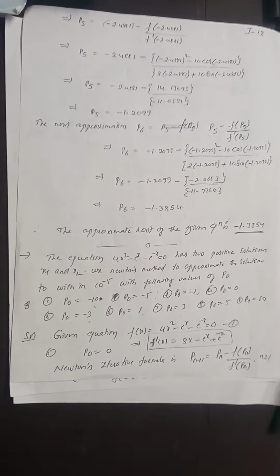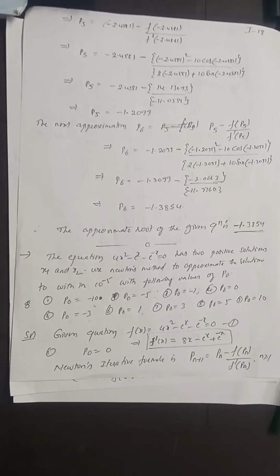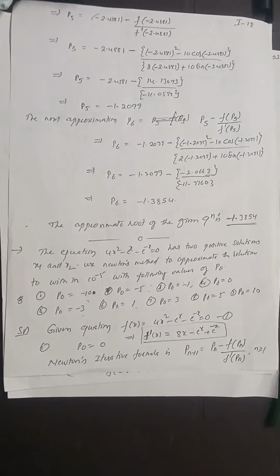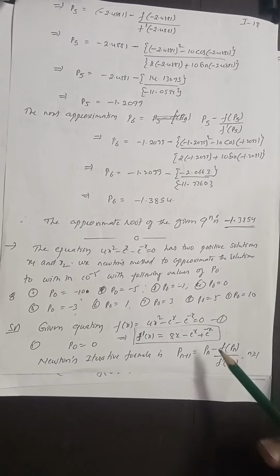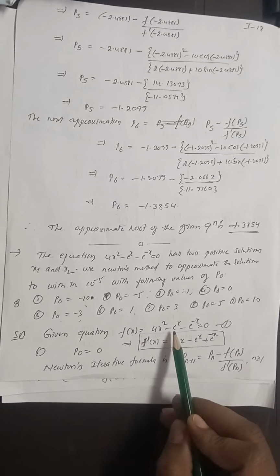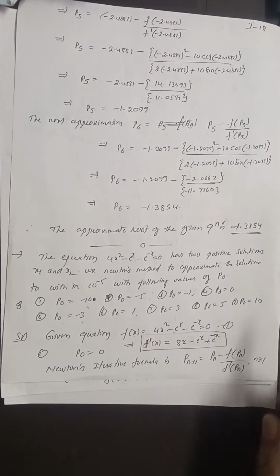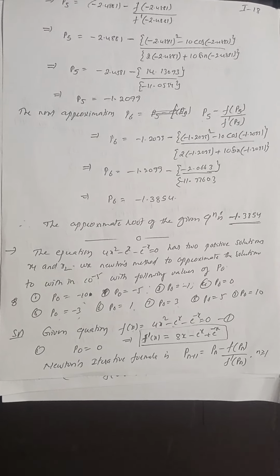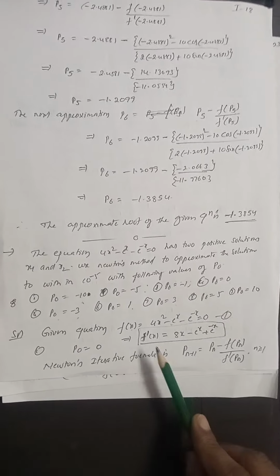Let's see. First one, the given equation is f of x is equal to 4x square minus e power x minus e power minus x is equal to 0. You have to call that equation as 1. Let f of x be this one. Now if you want to apply the Newton-Raphson method, we need to find the first derivative of the given function, no? That is f dash of x.